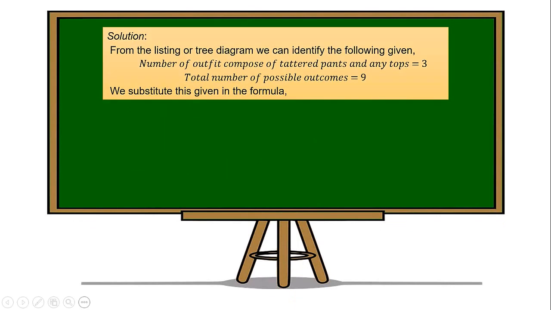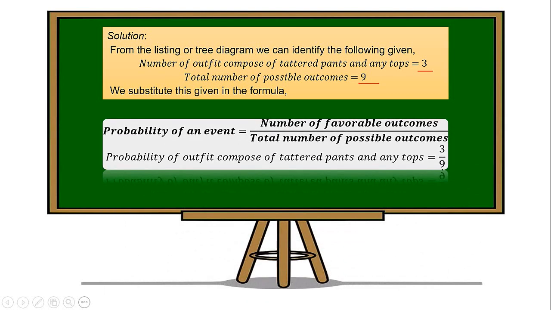Now, what is the probability of an outfit composed of tattered pants and any tops? And this is the solution. From the listing or tree diagram, we can identify the following given. The number of outfits composed of tattered pants and any tops is 3, and the total number of possible outcomes is 9. So we substitute this given in the formula, and this is the formula.